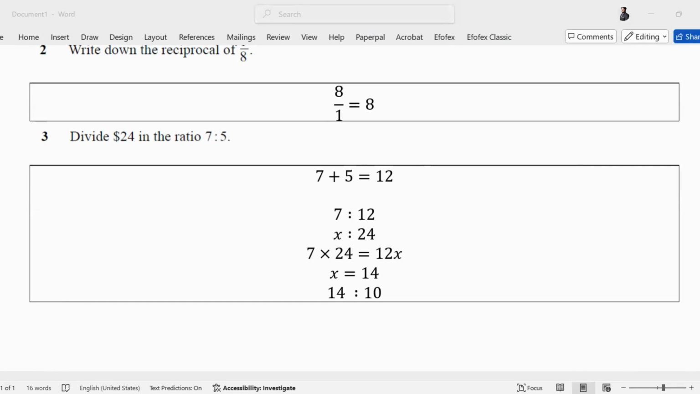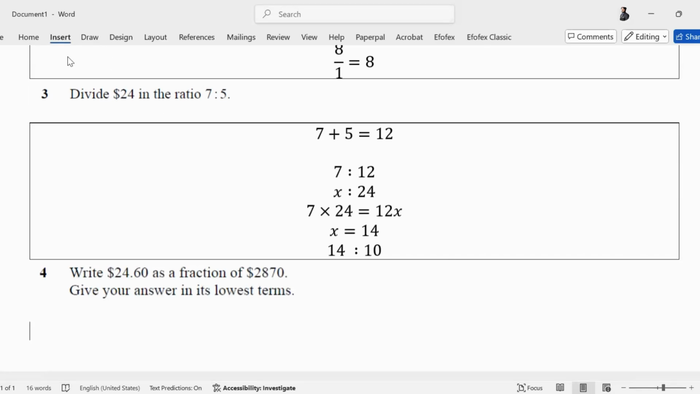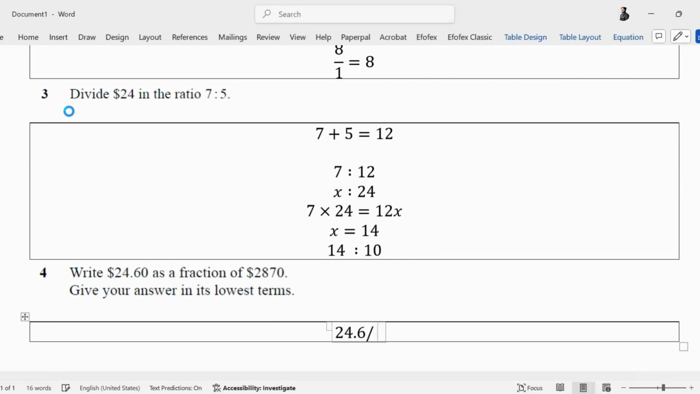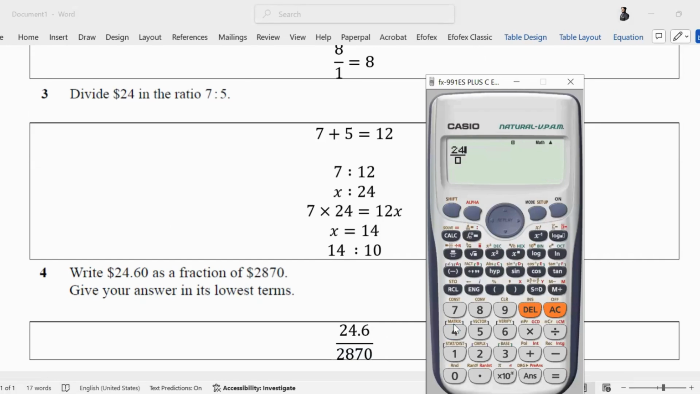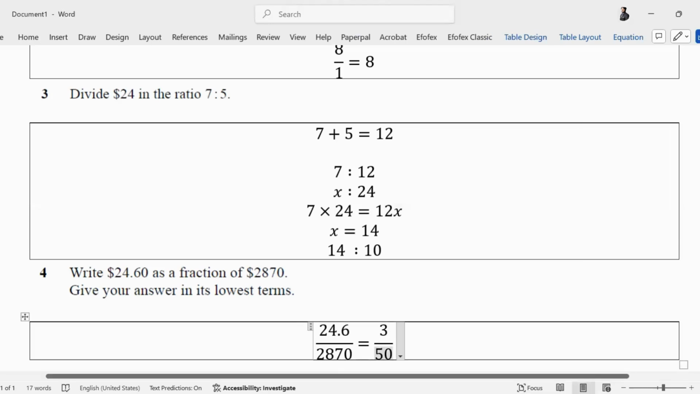Moving on to the next part. Write 24.60 as a fraction of 2870. So 24.6 will be divided by 2870. We will use the calculator for this calculation now. 24.6 needs to be divided by 2870. The calculator will give us the simplified fraction, which is 3/350.